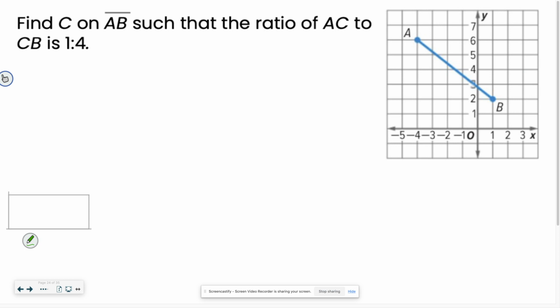So this time we want to put C on our segment so that AC to CB is in the ratio 1 to 4. So I want one of these to fit in this part 4 times. That's what that means. I think it's easy if we do a picture like this. It might help make a little more sense. You guys draw yourself a picture like this for me? That's our segment.